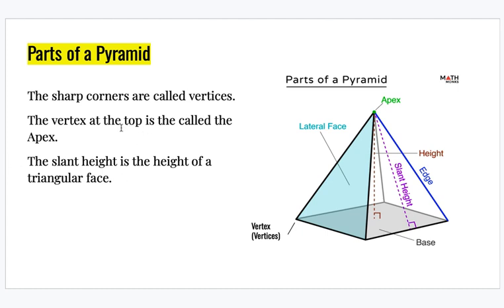Now we will look at the parts of a pyramid. The sharp corners are called vertices. The vertex at the top is called the apex. And the slant height is the height of a triangular surface. Then we have the slant edge. And the height of the pyramid, as mentioned earlier on, is directly above the center of the base. The triangular surface is also called a lateral face.